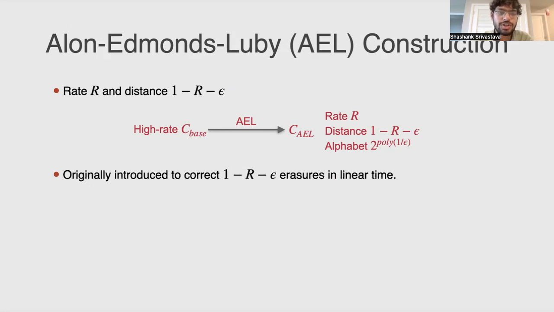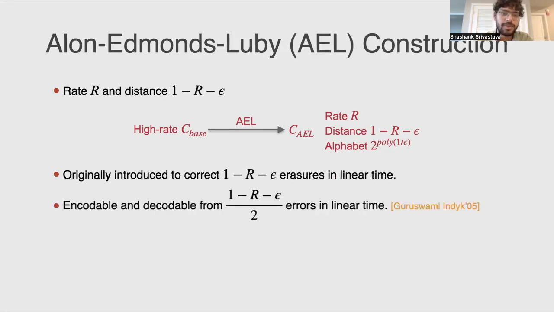The AEL construction was originally introduced to correct 1 minus R minus epsilon erasures in linear time. It was later also used by Guruswami and Indyk to encode and decode from 1 minus R minus epsilon over 2 errors in linear time. So recall that 1 minus R over 2 is the best threshold when it comes to decoding, at least unique decoding. And AEL codes allow us to do so in linear time.